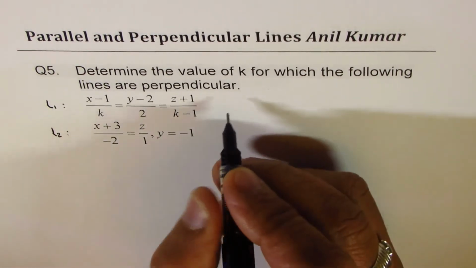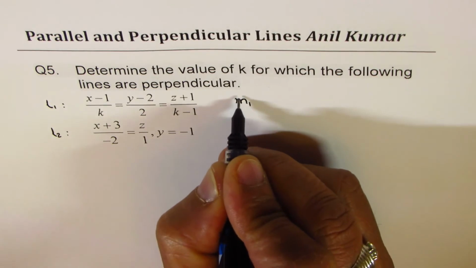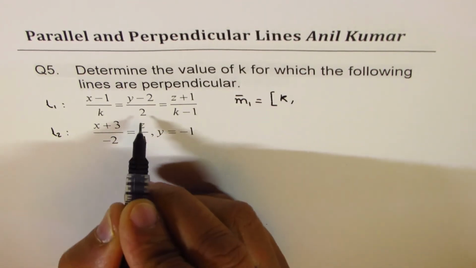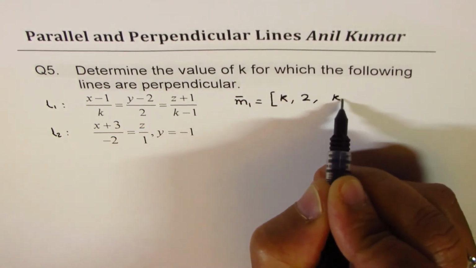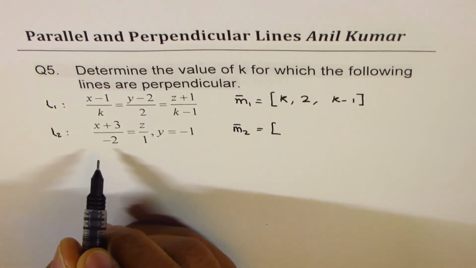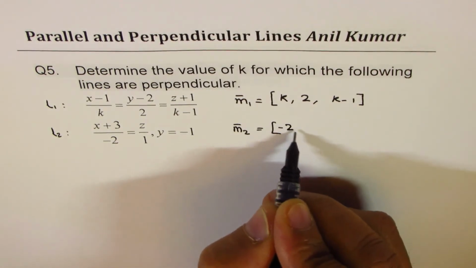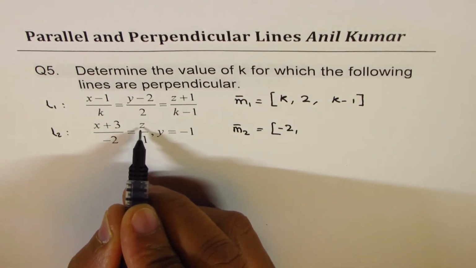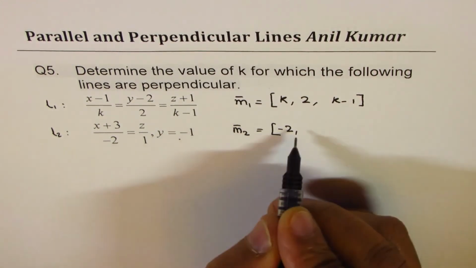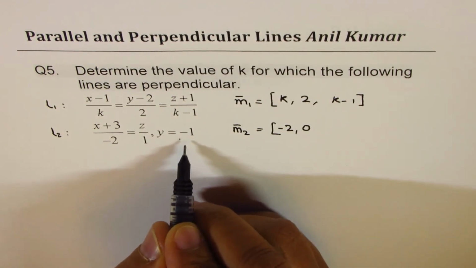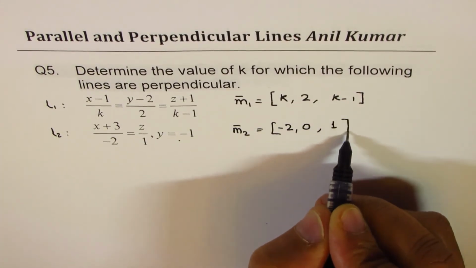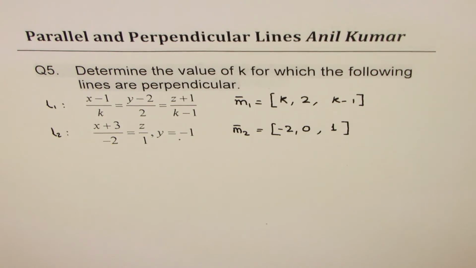Now, for line 1, what is the direction vector? Let me call this m1. You can read straight from there. The direction vector is k, 2, and k minus 1. For line 2, what is the direction vector? So minus 2, correct. This is z, right? Not y. y minus 1 is written at the end. So for y, there's no change in y, so 0. And for z, it is 1. So this is kind of a catch. Sometimes you can make a mistake here.